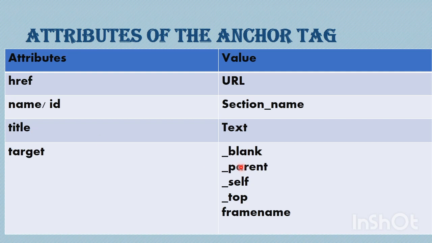After that, title. This attribute is optional. You can write the text of the linking pages. Okay. Then target. What does this attribute do? This attribute directs where you want the web page to open. Blank, self, parent, top, wherever you want the target of your web page to be opened, you have to use the target attribute and give this value as per your choice.